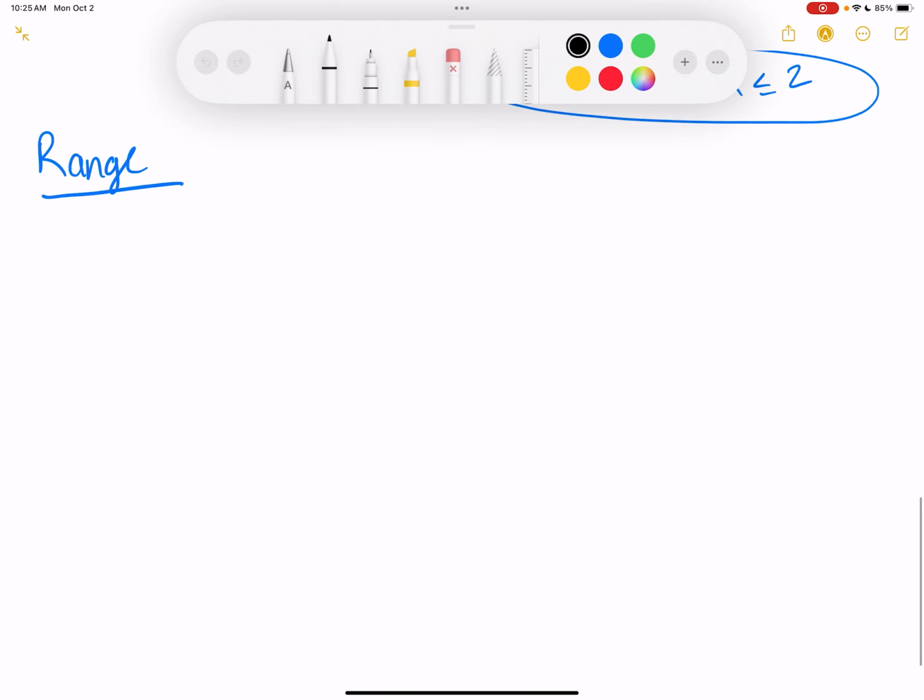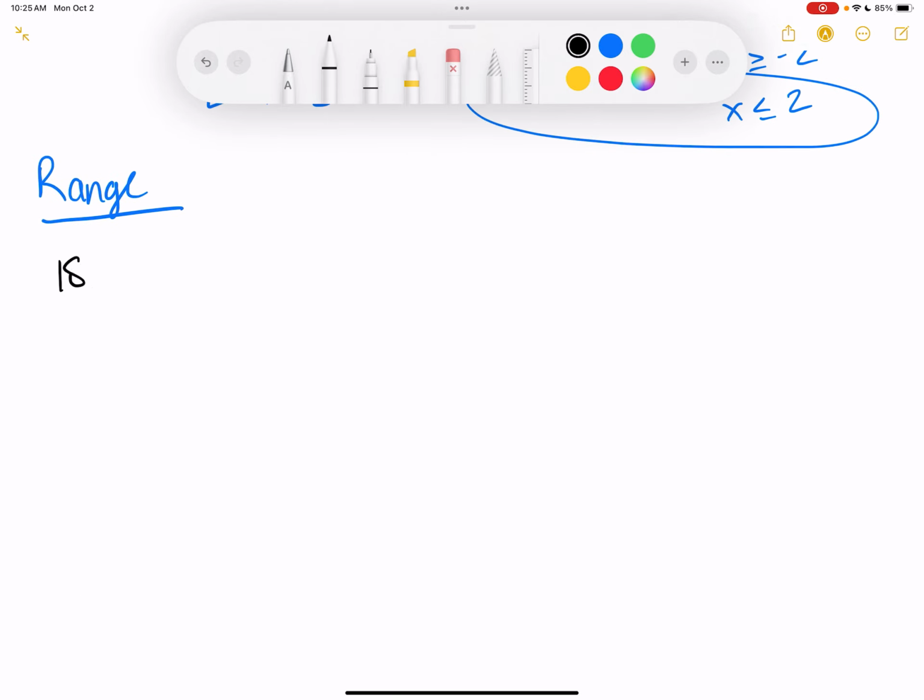Okay, so range, starting with number 18. This says to find the range of the function. So we've got g of x is equal to 5 plus the square root of 4 minus x. In general, we haven't done this yet because it's the next section. I kind of wish they taught these sections in reverse, but the next section is the parent functions.